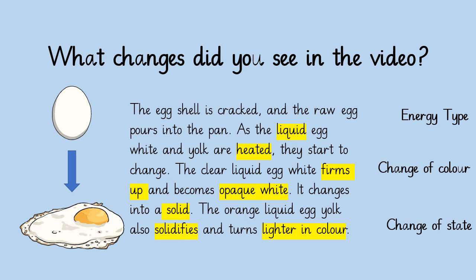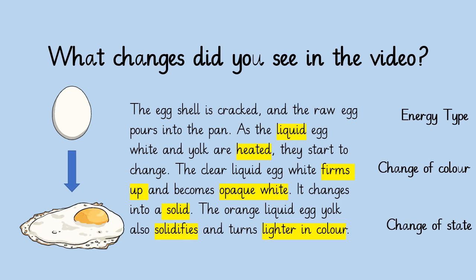So the eggshell is cracked and the raw egg pours into the pan. As the liquid egg white and the yolk are heated, they start to change. The clear liquid egg white firms up and becomes opaque white. It changes into a solid. The orange liquid egg yolk also solidifies and turns lighter in colour.